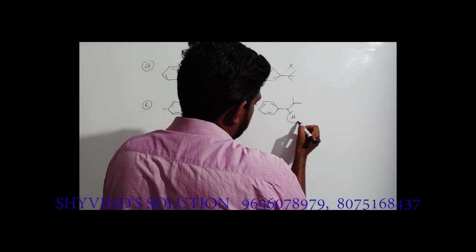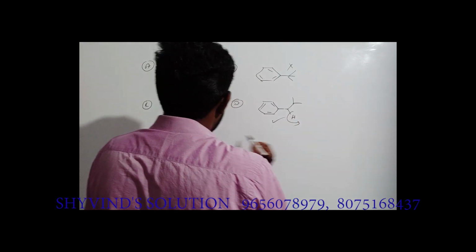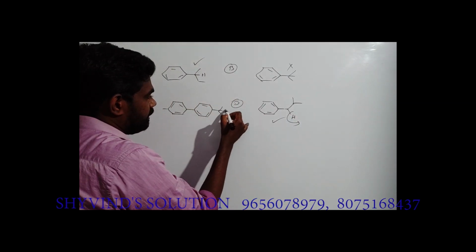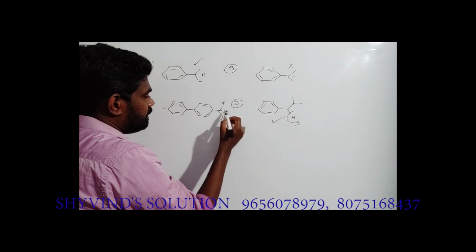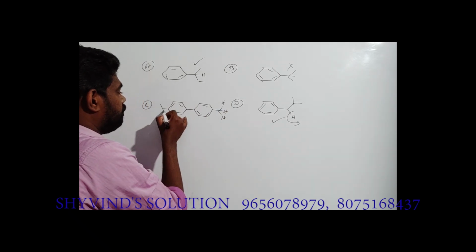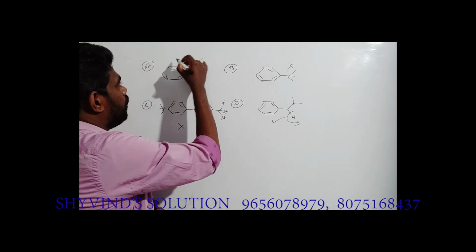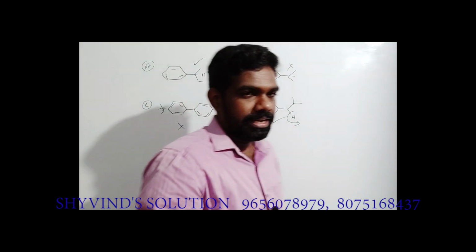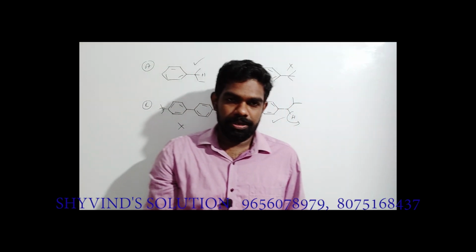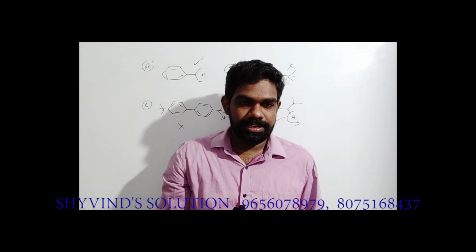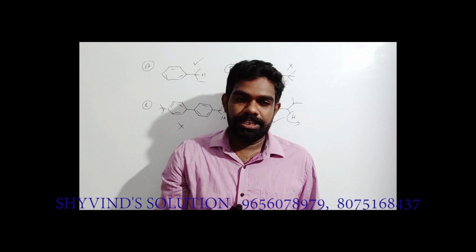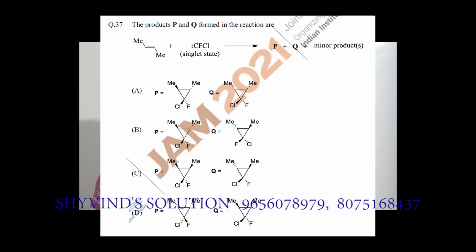Here you can see a benzylic hydrogen present, so it can give you. There is a benzylic hydrogen here, but this is not a secondary one, so this will not give you. Okay, so options A and D are the correct answer for this particular question. A and D are the correct answer. Now let's move on to question number 37. Question number 37: the products P and Q formed in the reactions are.